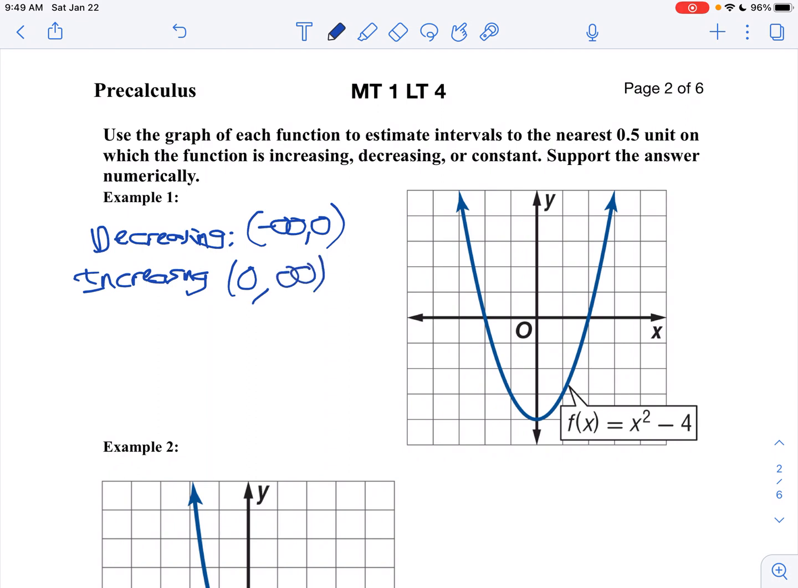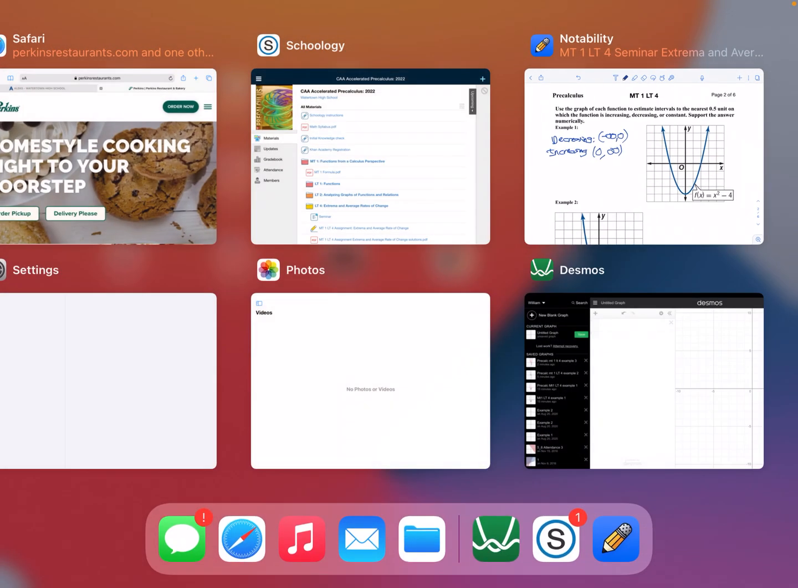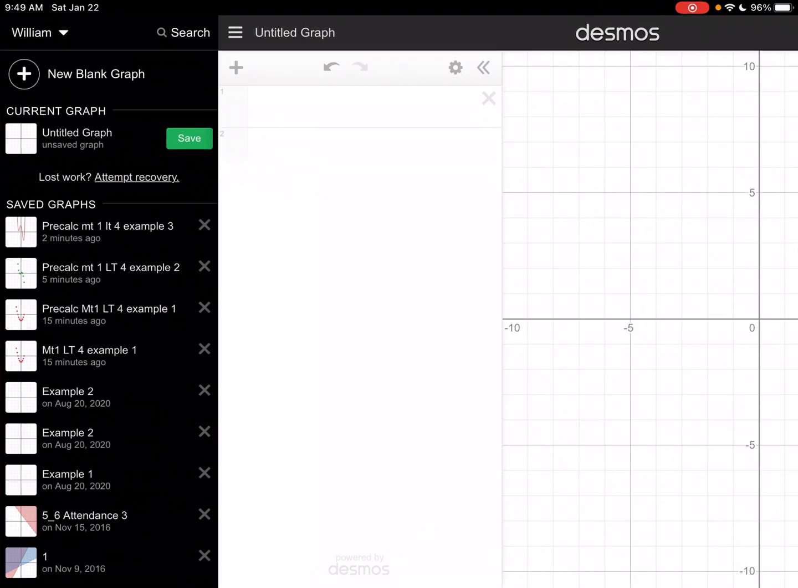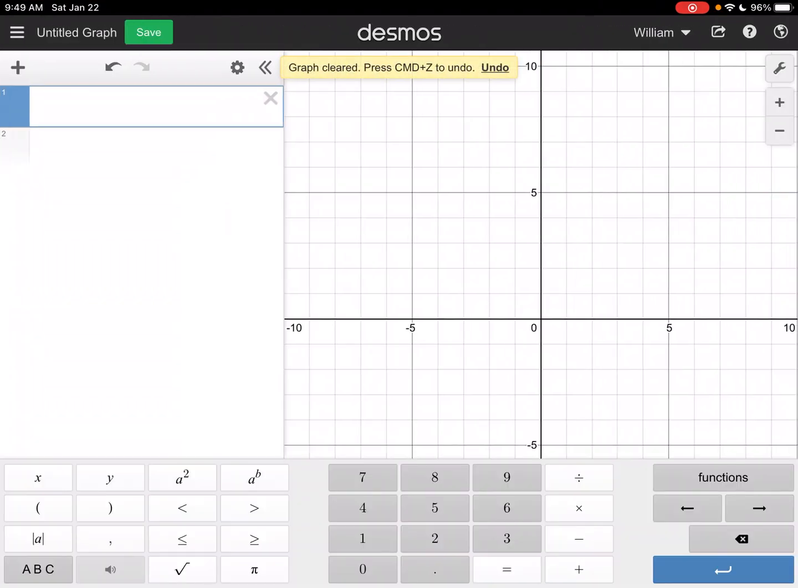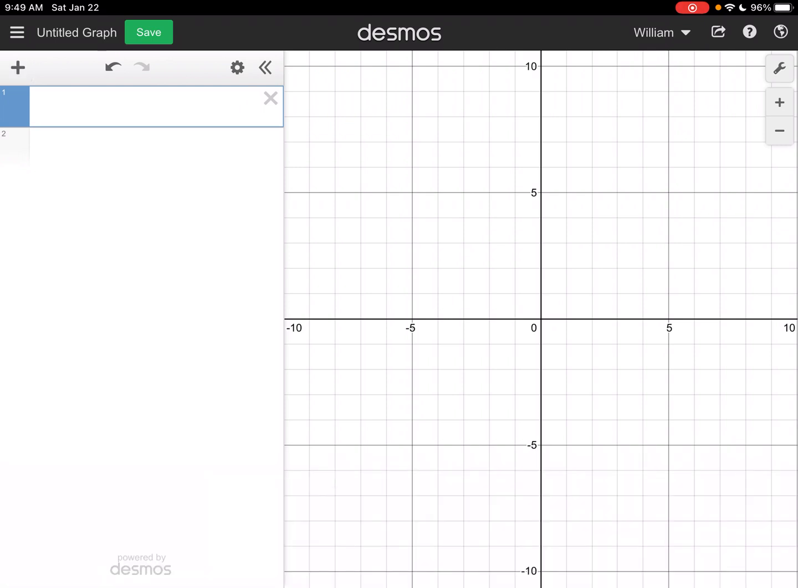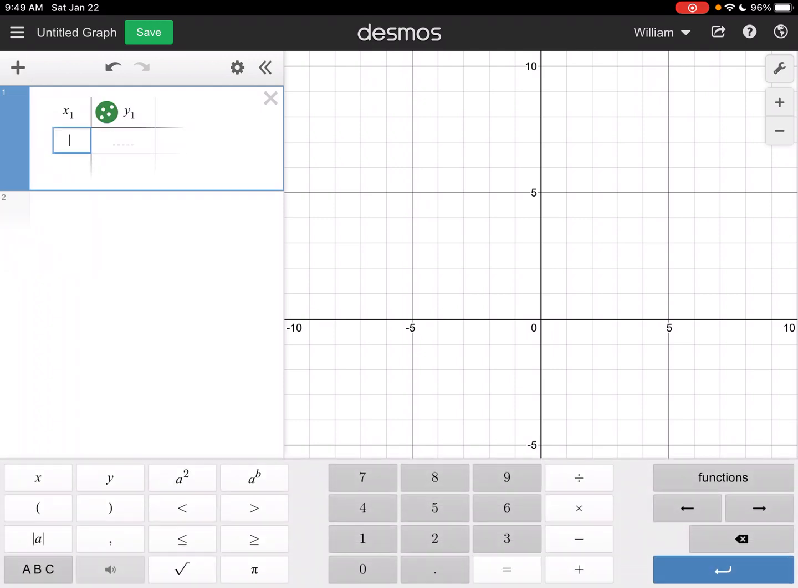Now, what I want to do is support this numerically. So I'm going to make a table for my graph. So my table, let's go into Desmos. I think that's the easiest way to explain it. And I'm going to go to a new blank graph. And I'm going to make a table for this function, and look at when is it increasing, when is it decreasing. So if I press the plus sign, I'm going to make a table here. My direction is set to the nearest half unit.